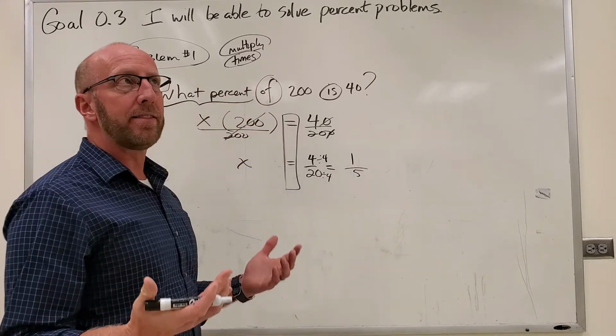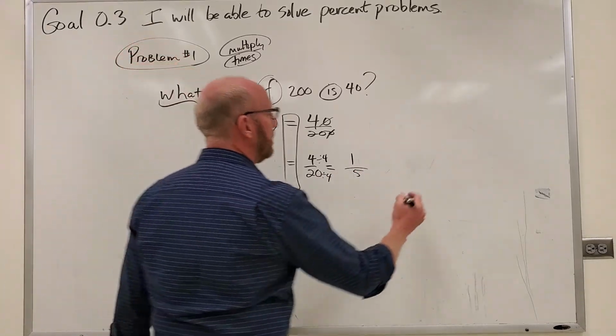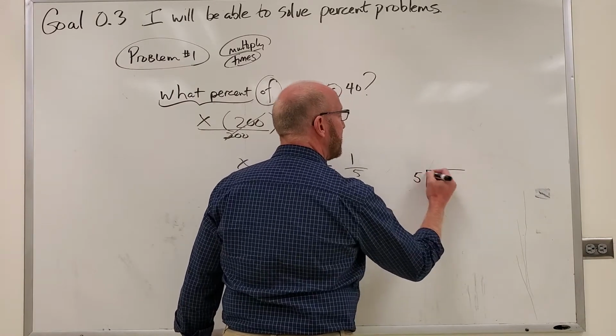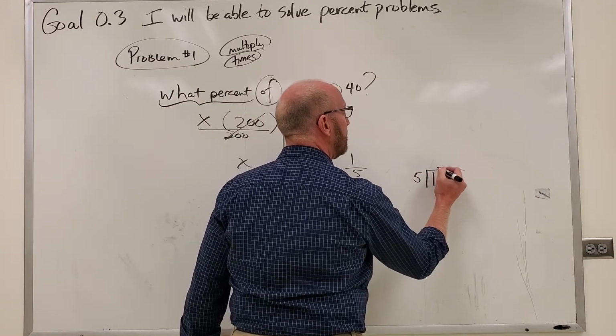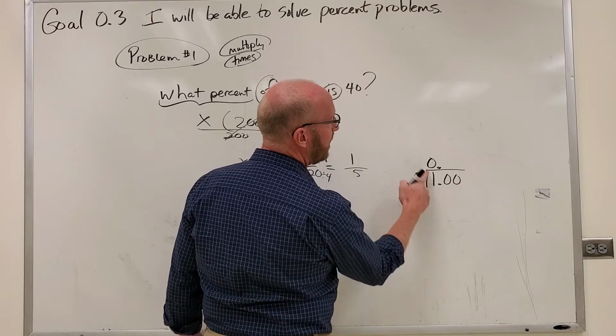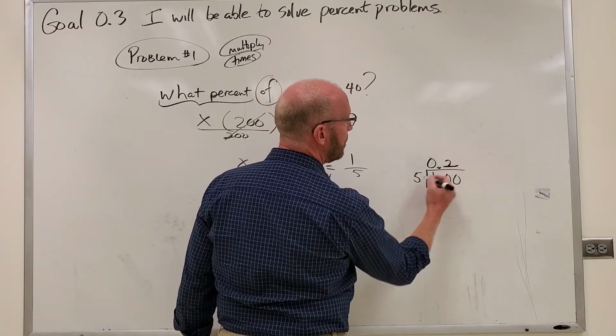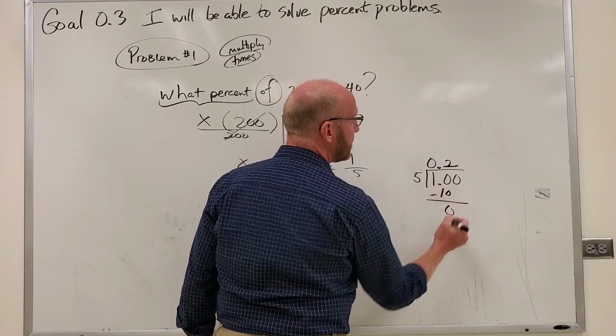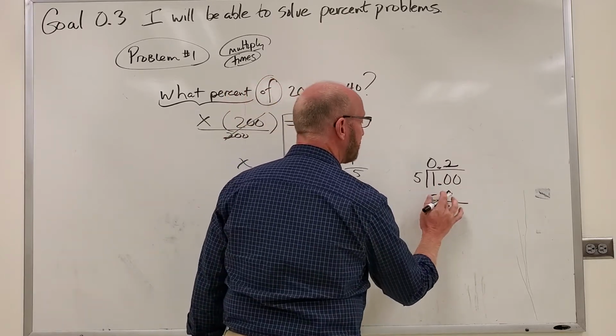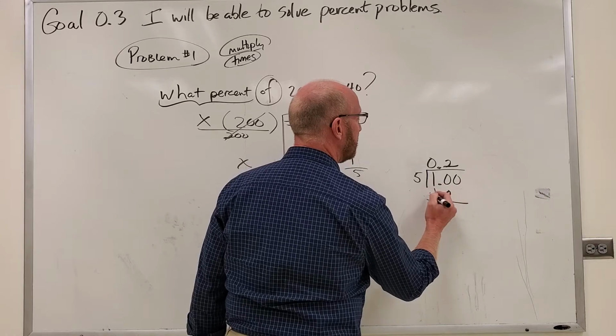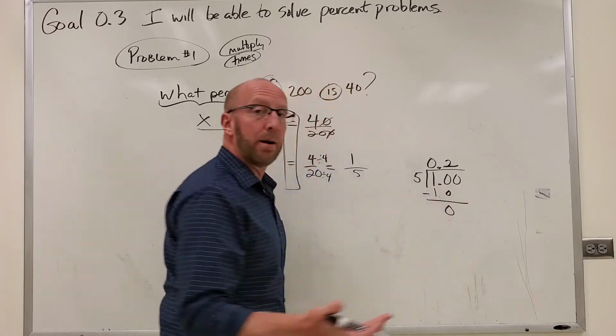I now need to find the decimal for 1/5. So I'm going to go 1 divided by 5. How many 5s in 1? 0. How many 5s in 10? There's 2. 2 times 5 is 10. I do get a 0 remainder. I'll line that up better. So I'm done. My problem's done.